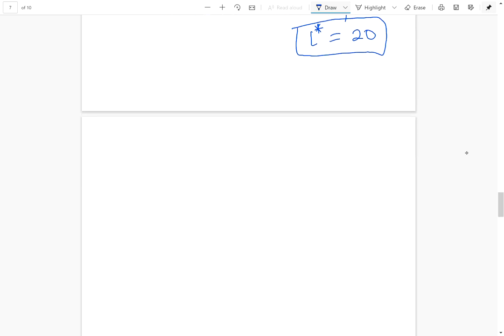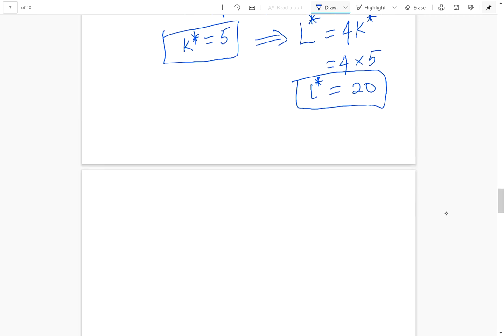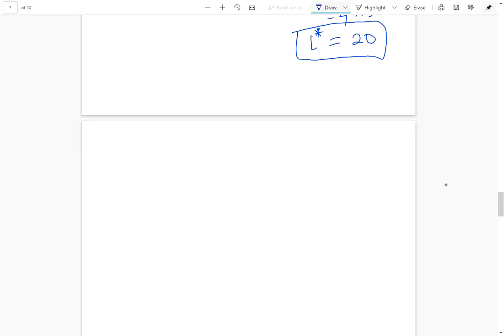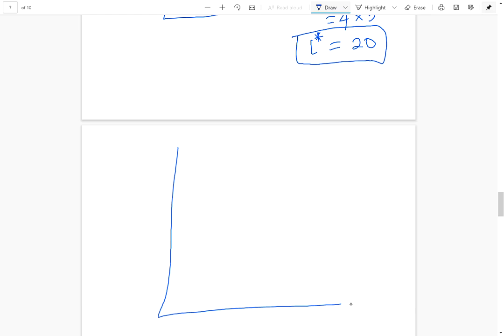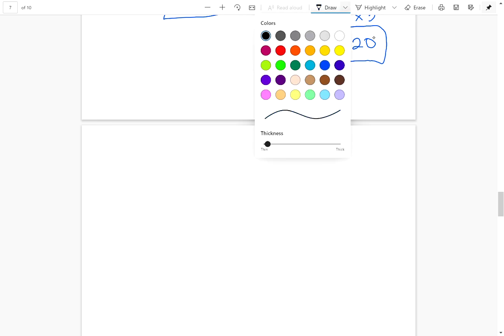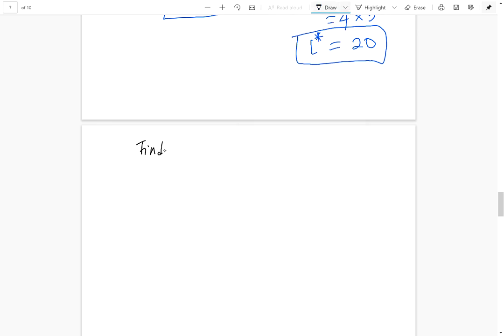If we were to draw this out to visually represent this, we would need some information first. Let's find total cost of L is equal to 20 and K is equal to 5 to draw the cost minimization point on a graph.